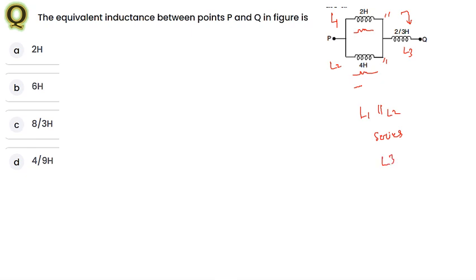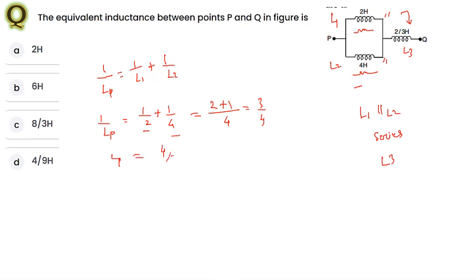Now according to this, for the parallel connection, 1 by LP is equal to 1 by L1 plus 1 by L2. From this one, 1 by LP is 1 by 2 plus 1 by 4. Simple one. This is half, this is half, this is quarter. Half plus quarter is 3 quarter, or you can mention here 4, this is 2 times and this is 1 time. So what you are having here is 3 by 4. Now from here LP is 4 by 3.